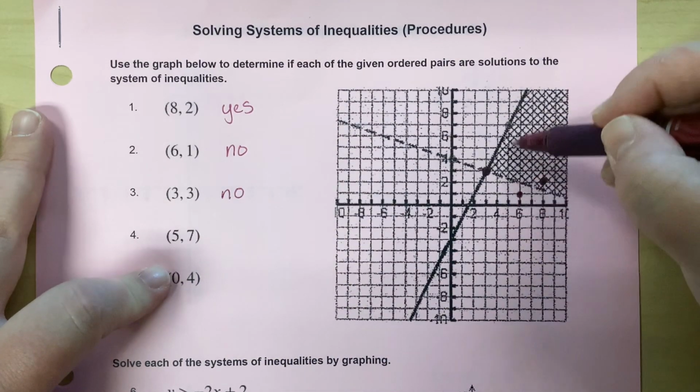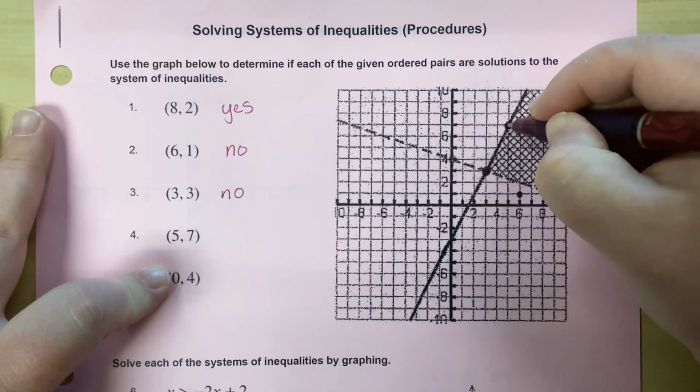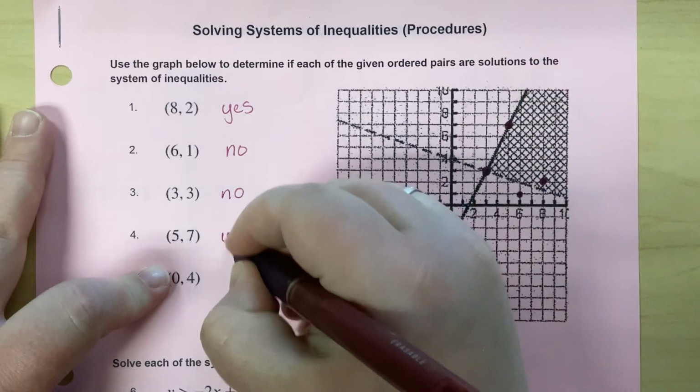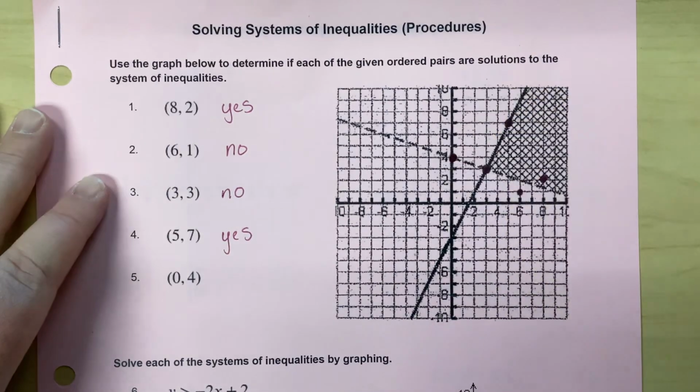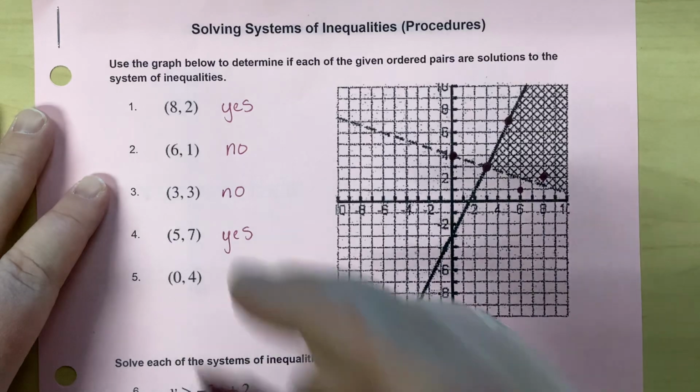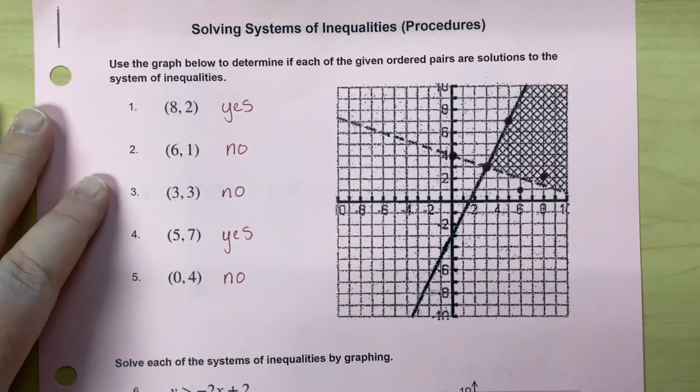Then we have (5, 7), which is right here on the solid line and touching the shaded region. So that one is a solution. (0, 4), on the other hand, not only is it on a dashed line, but it's also not touching the shaded region. So that one is not a solution.